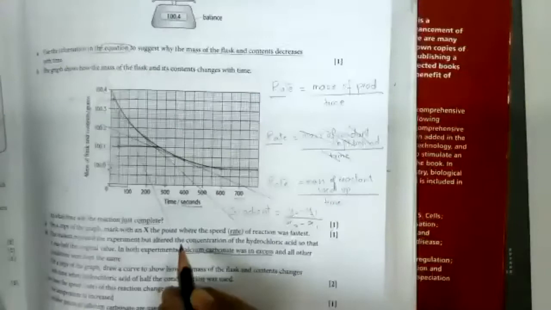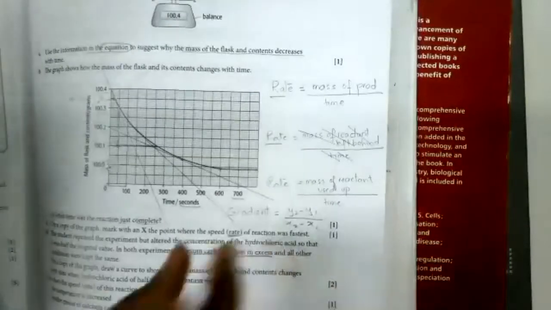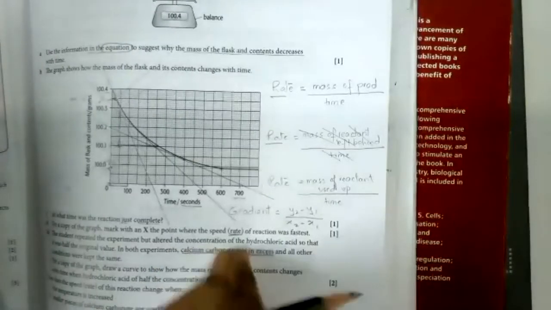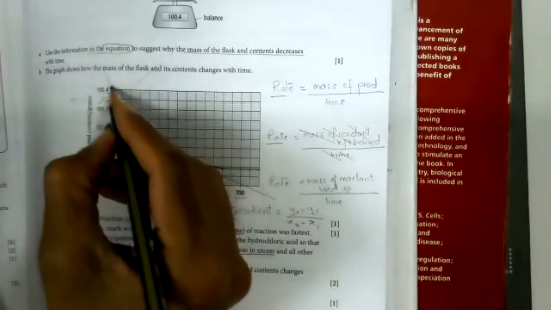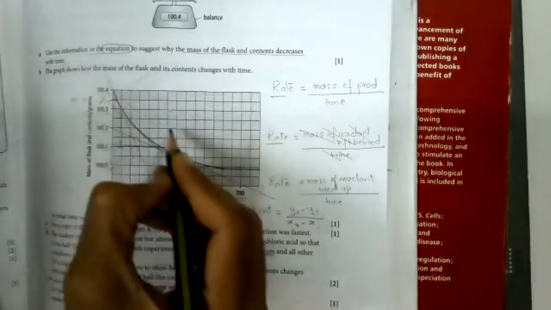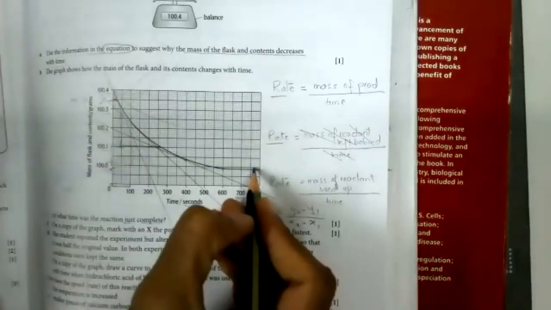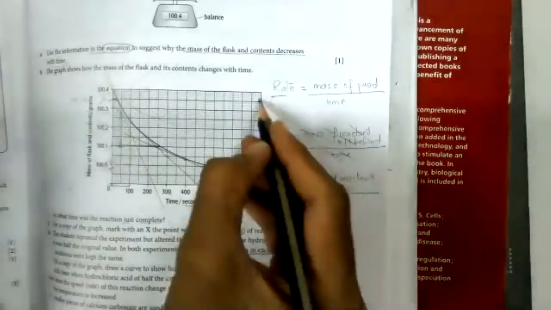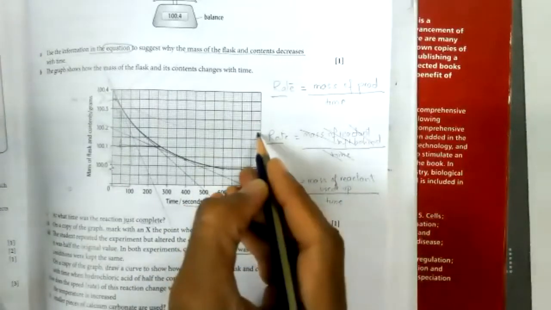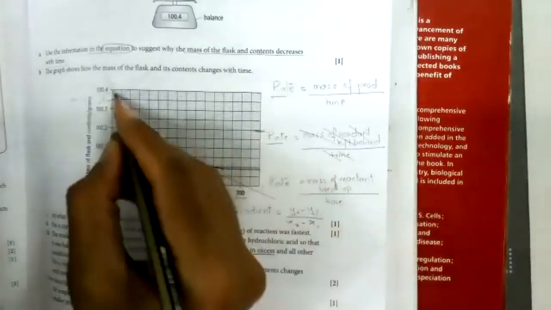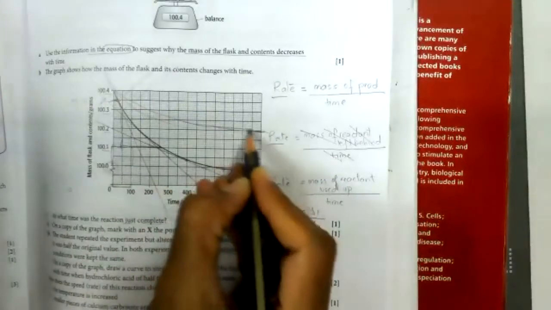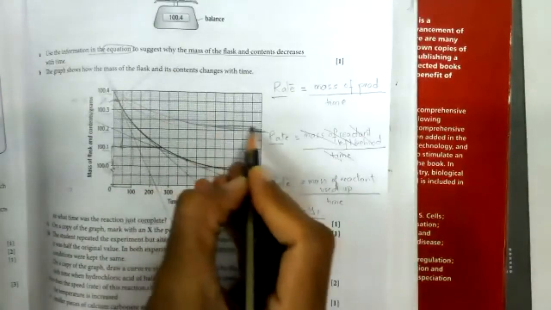If the total volume of hydrochloric acid is the same and only the concentration is halved, then the starting point will be the same, but everything else would be halved. So if this is almost 100, from here till here, it's the midpoint till here. So I will make a graph like this, and even at this point it won't complete.